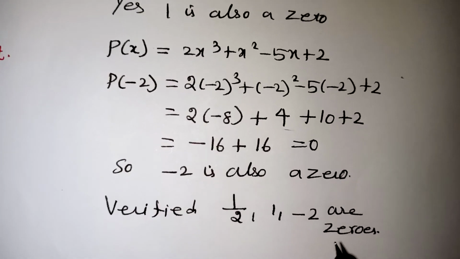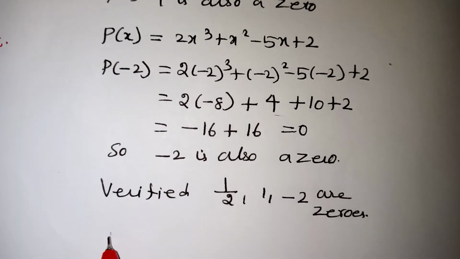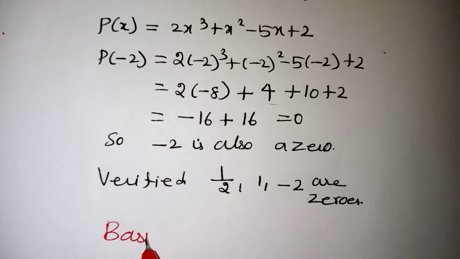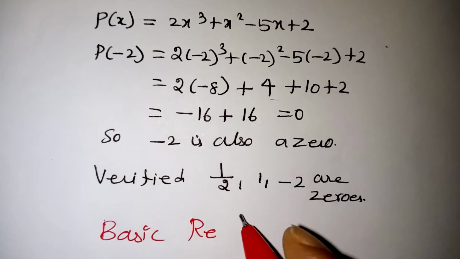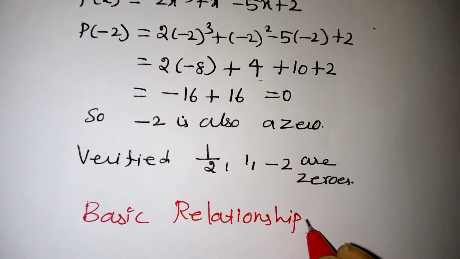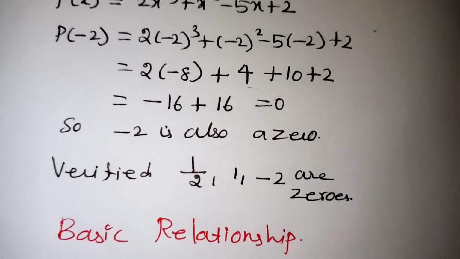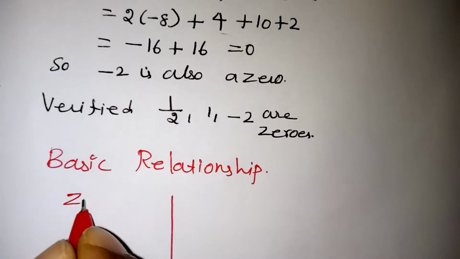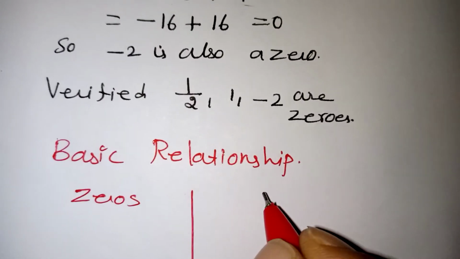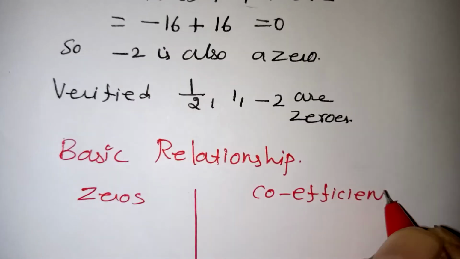In the second part of the question we have to check the basic relationship between the zeros and coefficients. So it's very easy, children. Here I am going to check using zeros, and using coefficients, whether it's correct or not. We are going to check it now.